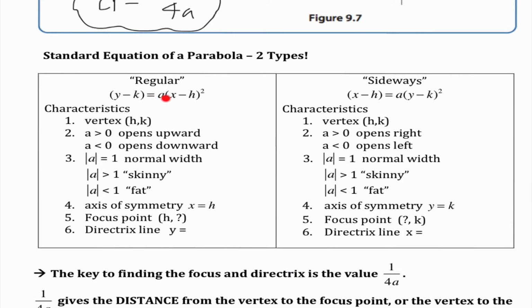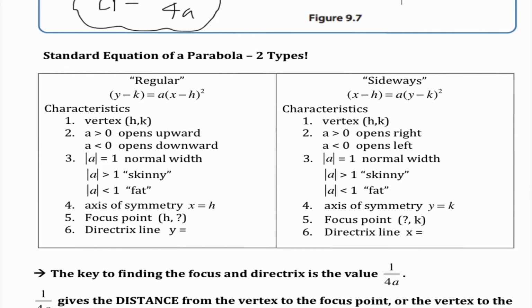If the absolute value of a is greater than 1, we would call it skinny, because if we're comparing it to a normal graph, it looks skinnier. And if the absolute value of a is less than 1, we call it fat. And I like to think of fatty fractions. Obviously not every fraction is less than 1, but fatty fractions can just be a good reminder to us. The axis of symmetry is x equals h.